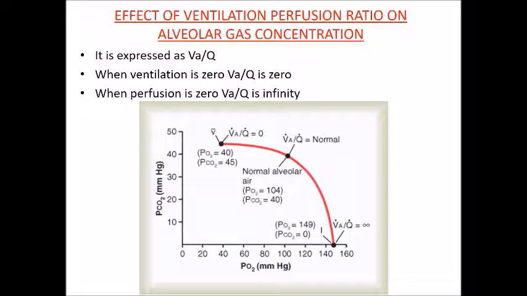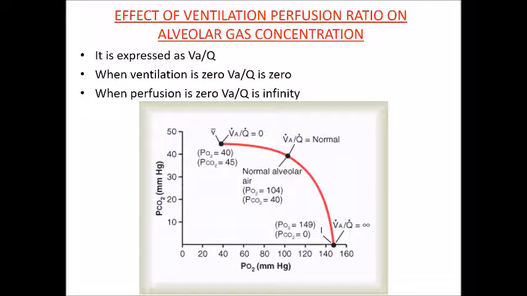Now when there is no ventilation, only perfusion is there, then ventilation perfusion ratio will be 0. Similarly, when there is no perfusion, no blood is coming, only air is there, then ventilation perfusion ratio has an infinite value. Now focus on the diagram.